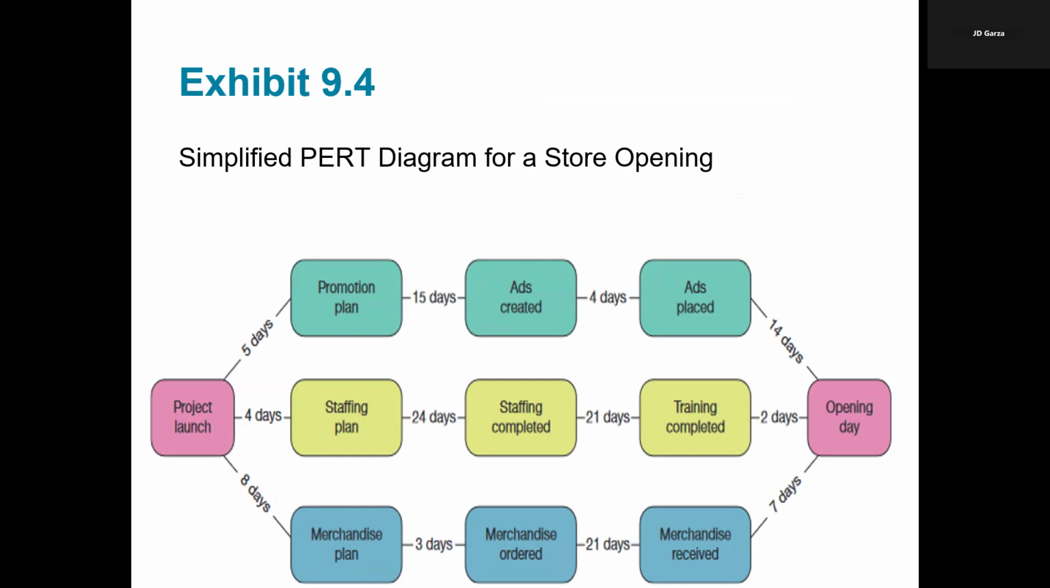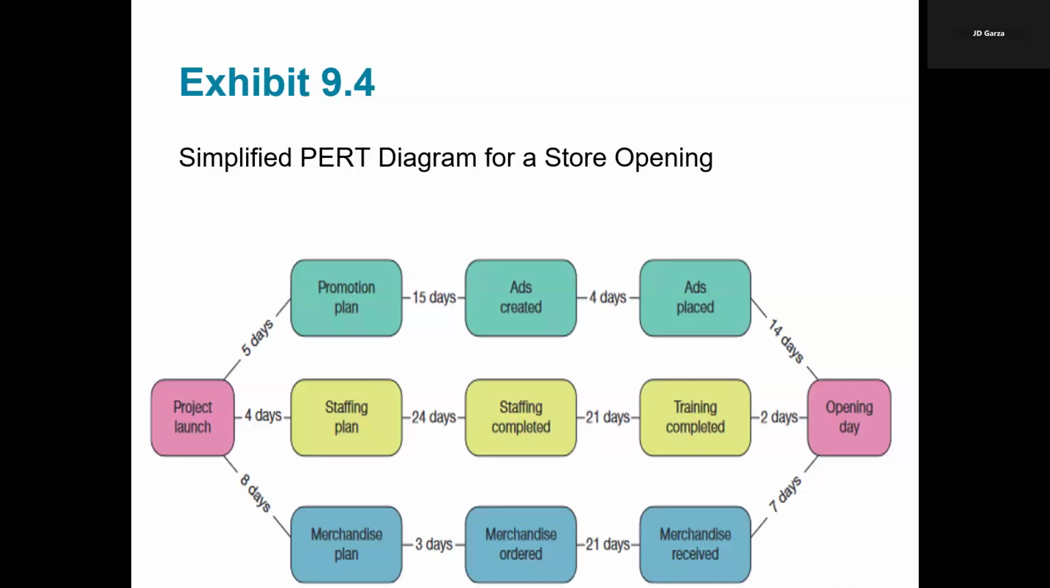So as we continue to move along, we only have about 7 slides left. This exhibit, 9.4, is the simplified PERT diagram for a store opening. This slide illustrates the Program Evaluation Review Technique, known as PERT. This is for planning the opening, and as an example, it's used to illustrate the planning of the opening of a new store.